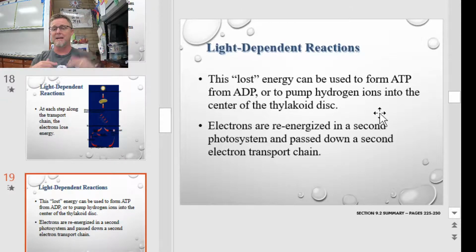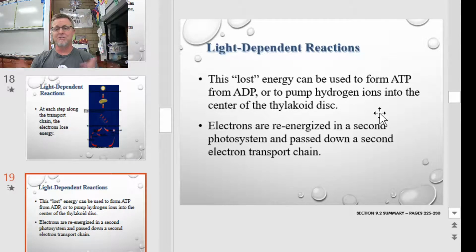If you don't remember what that is, go back to our video on diffusion, osmosis, all that, and remember that a concentration gradient occurs anytime you have an unequal distribution of particles on either side of a semi-permeable membrane or a barrier of some sort. So if my face is a membrane, a concentration gradient exists like so. Okay, the electrons that move through this electron transport chain build that gradient, or they make ATP.